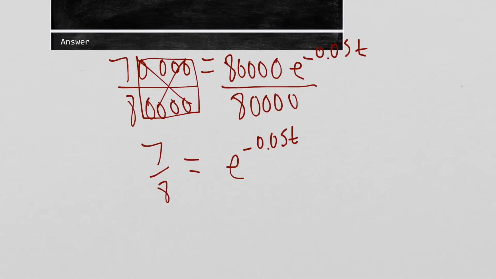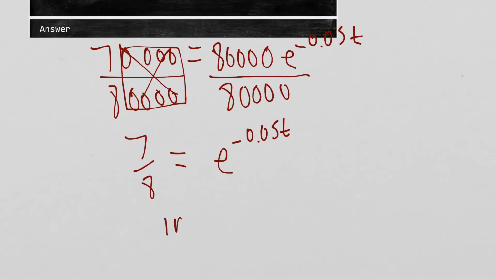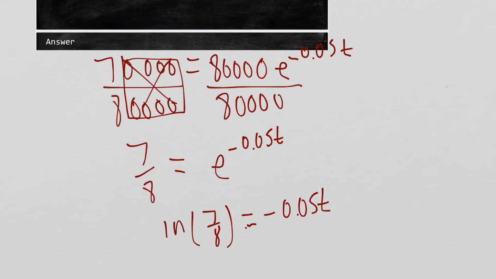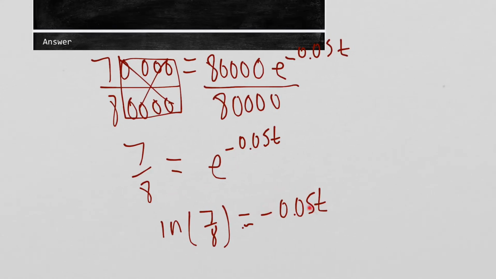So now we have to use our natural log again. So we're going to say the natural log of 7/8 equals -0.05 t, right? Because this is saying e to what power is 7/8? Well, e to the -0.05 t is equal to 7/8. So this is what our logarithm is going to be equal to. So to finish this up, we should divide by -0.05 on both sides. And that's going to give us our t value, right?